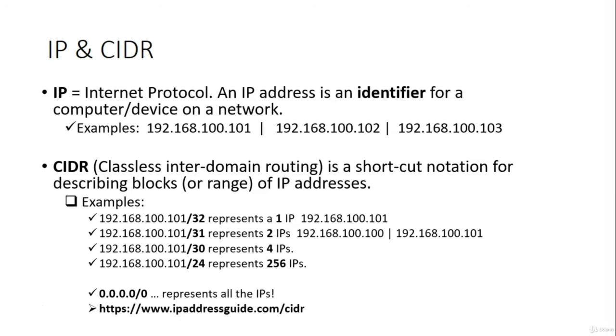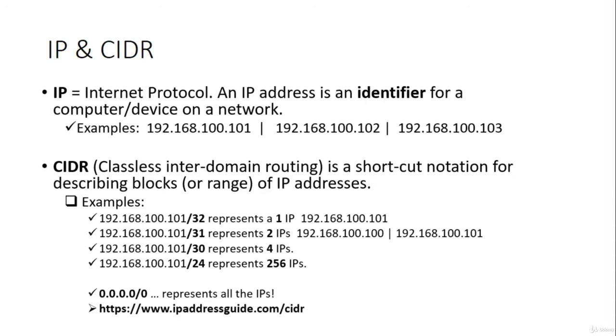/30 will represent 4 IPs. /24 will represent 256 IPs. And in the same way you can go up till /0. /0 will represent all the IPs. You just remember this. So do you need to remember that /24 represents 256 IPs, or what happens when you are putting /16? You don't need to remember actually.